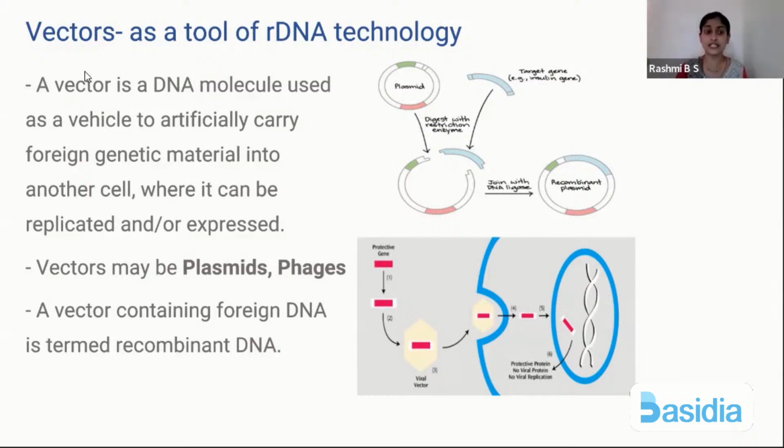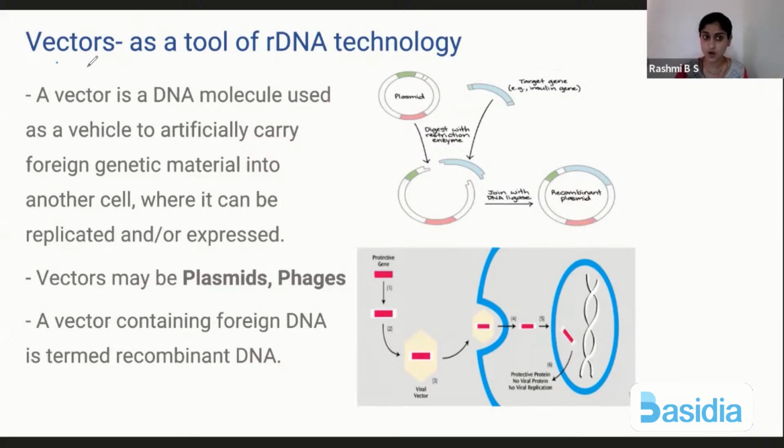Now we are going to study another important tool of recombinant DNA technology. That is nothing but vector. Already we know that vectors are nothing but vehicles, right? And vehicles made of what? They are made of DNA molecule. So your vector molecules are made of DNA. And what is their function? Their function is to carry. The main function of these vectors is to carry your foreign genetic material.